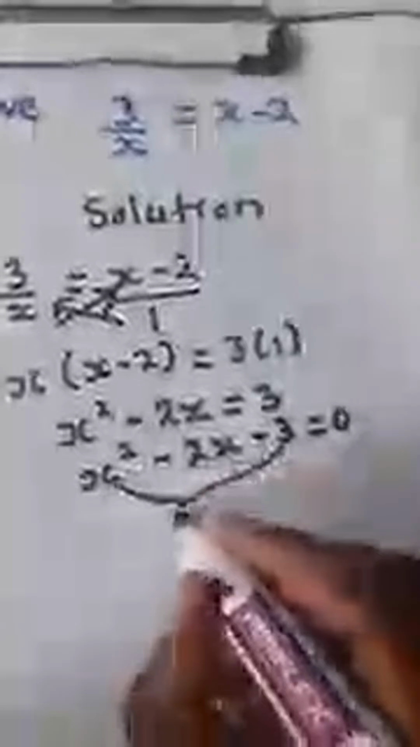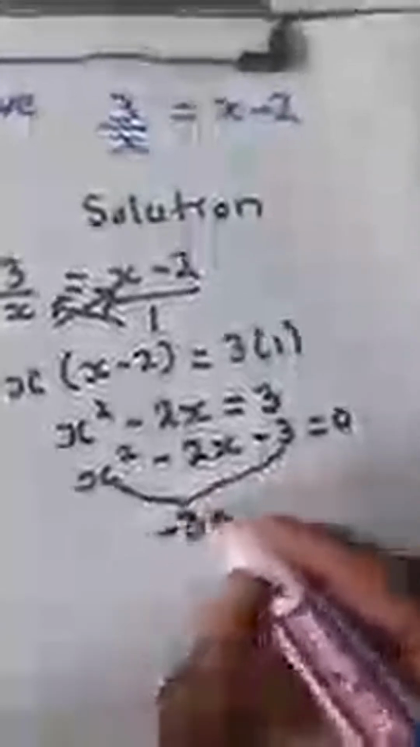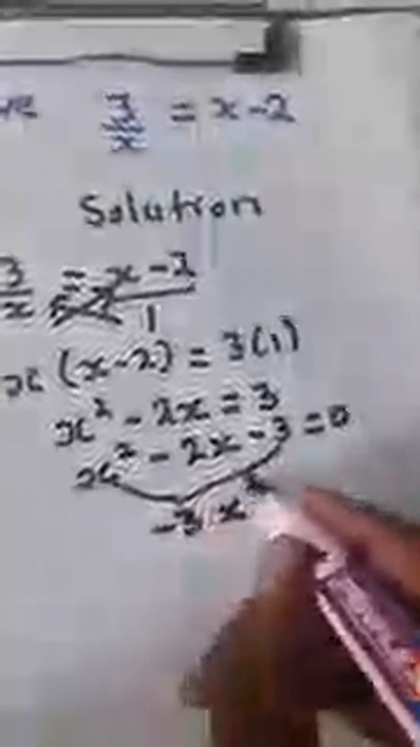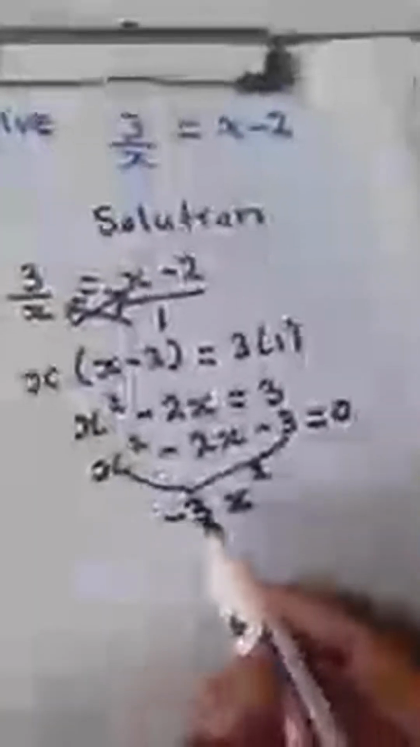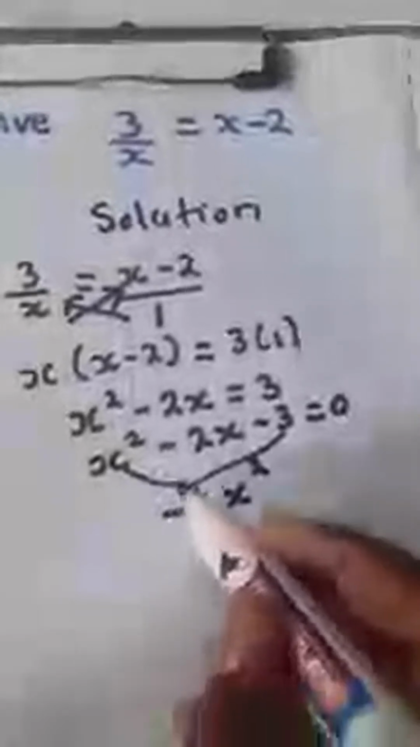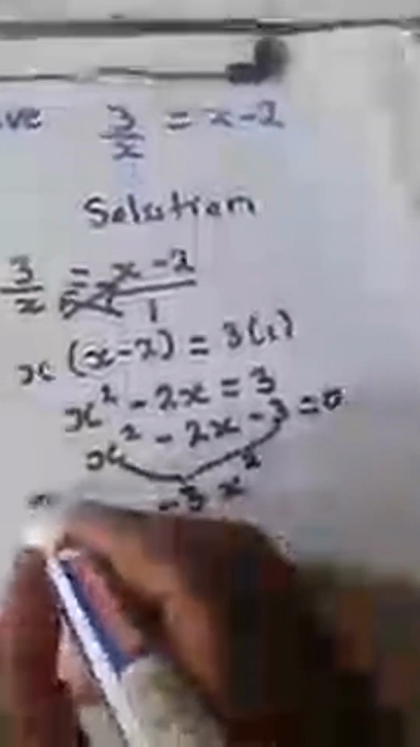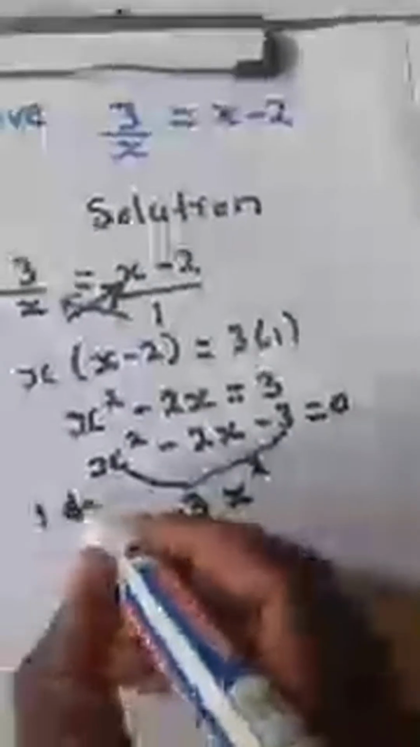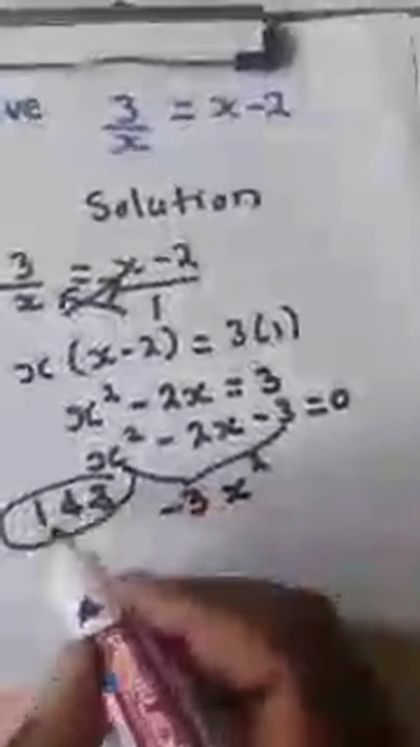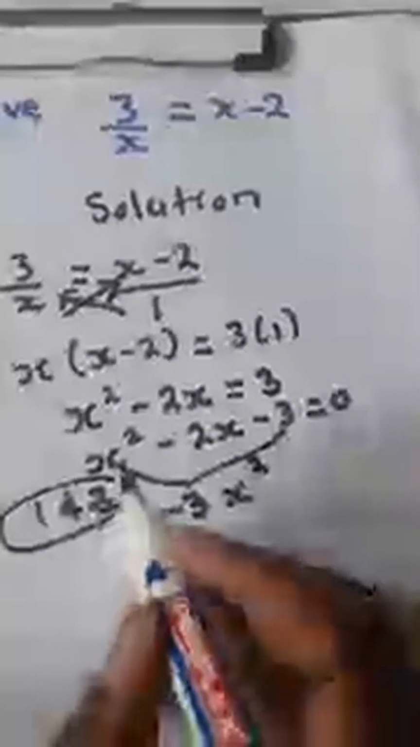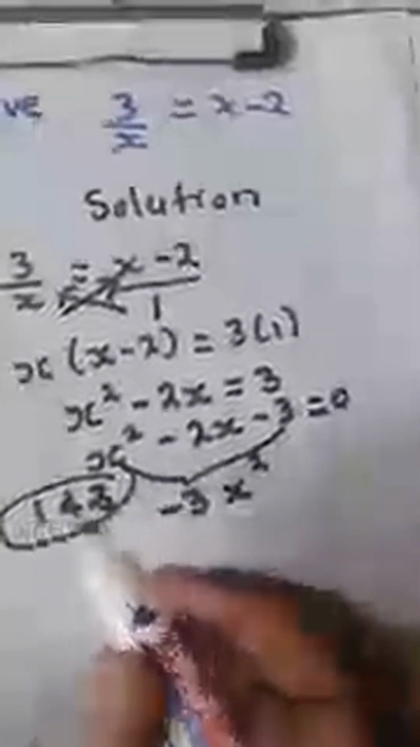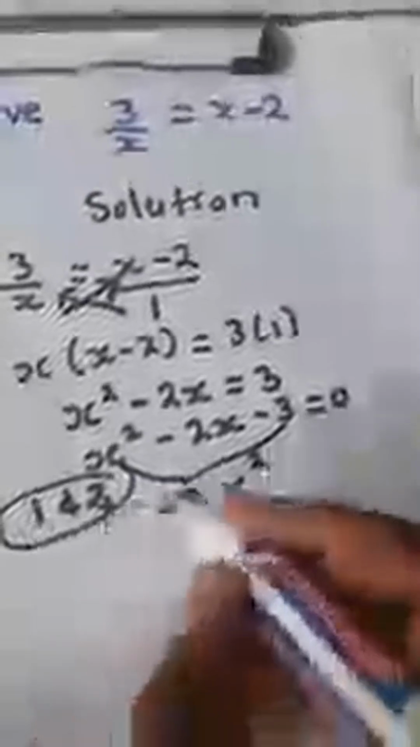So if we multiply x multiplied by minus 3, we get minus 3x squared. Okay, so I want to look at factors that if you multiply, we get negative 3, and if we add, we get negative 2. So the factors that we multiply to get 3 are 1 and 3. All right, so these are the two factors. So it will be minus 3 and positive 1. If we multiply minus 3 times positive 1, we get minus 3.